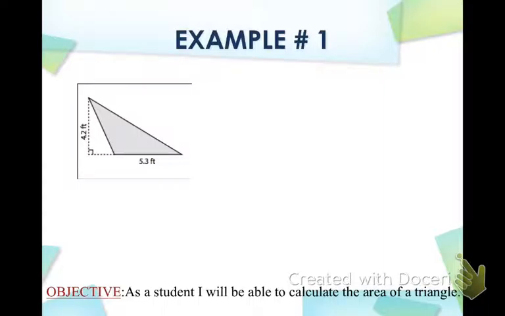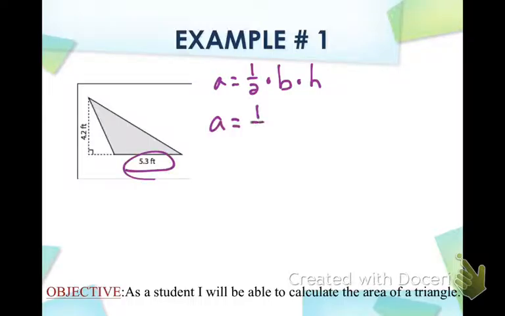We got the first one right here. Example number 1. First thing we're going to do is we're always going to write down the wonderful formula. Area equals 1/2 times the base times the height. Now the base is what it's sitting on, which is the bottom. So we're going to say the area equals 1/2 times 5 3/10 times 4 2/10. That's the height. So we're going to go ahead and plug those in.